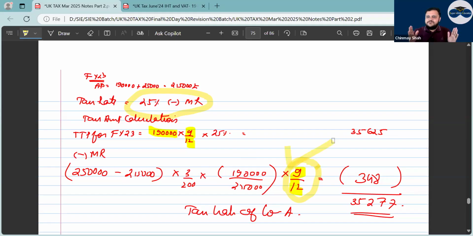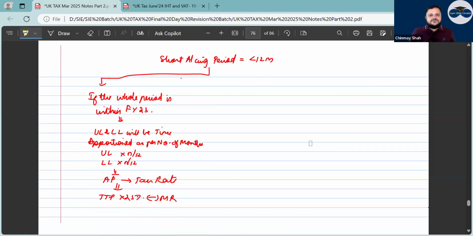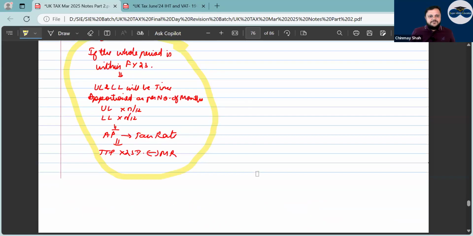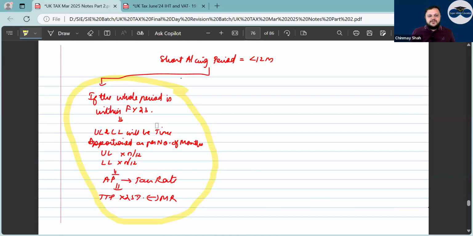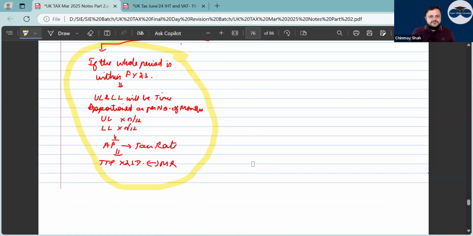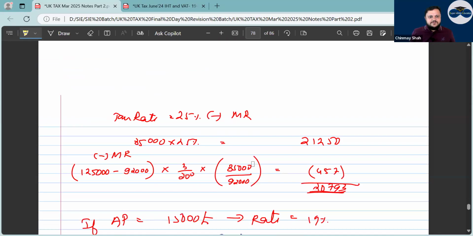So whenever there is a 12-month period, augmented profit and everything will be 50,000 to 250,000. And when calculating marginal relief, if only 9 months are included in FY23, then only those 9 months. So if the whole period is within FY23, great. Upper limit and lower limit will be time apportioned, and marginal relief will be there. So less than 12 months.